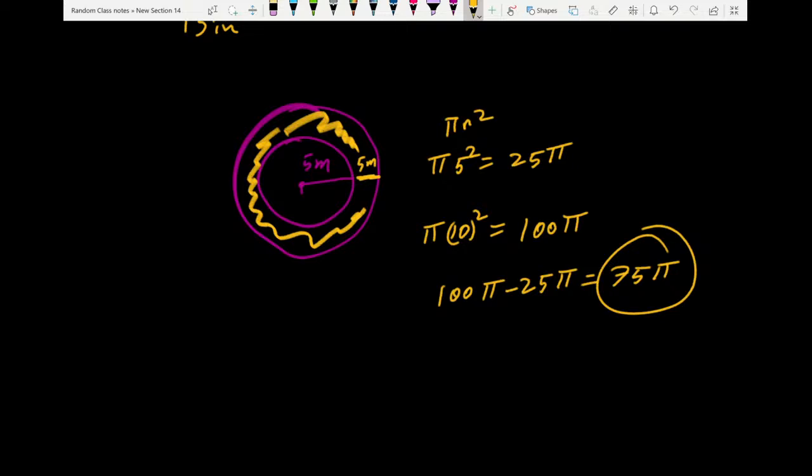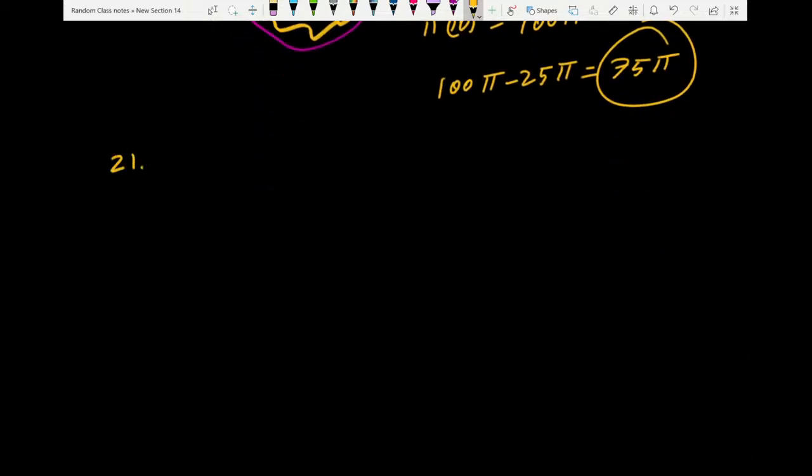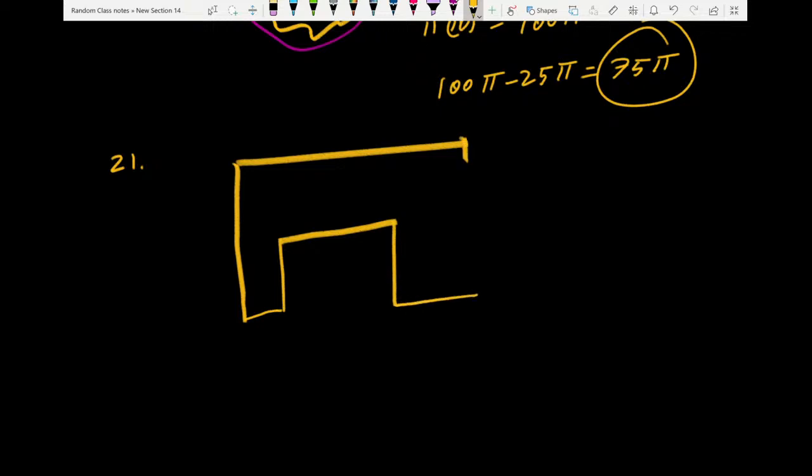All right. Let's try problem 21 from the book. All right, let's find the area and the perimeter.